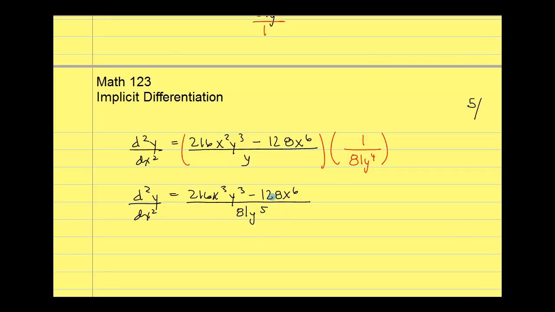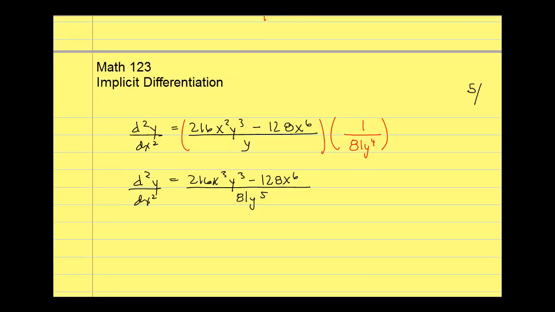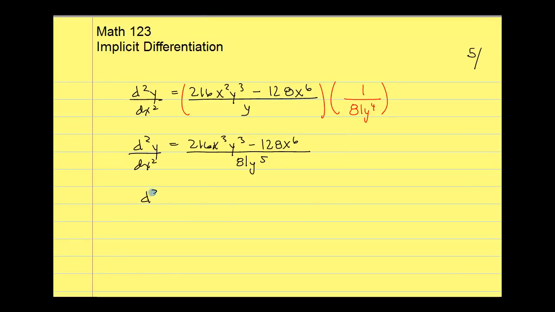8, 9, 10, 11, nope. 81, 3s and 9s do not go into 128. They would go into 216, 6, 7, 8, 9, but it has to be a common factor to everything. So what I want to do is start pulling out things that are common, just to make it a little bit easier to work with. D squared y dx squared equals, okay, what is the greatest common factor here?